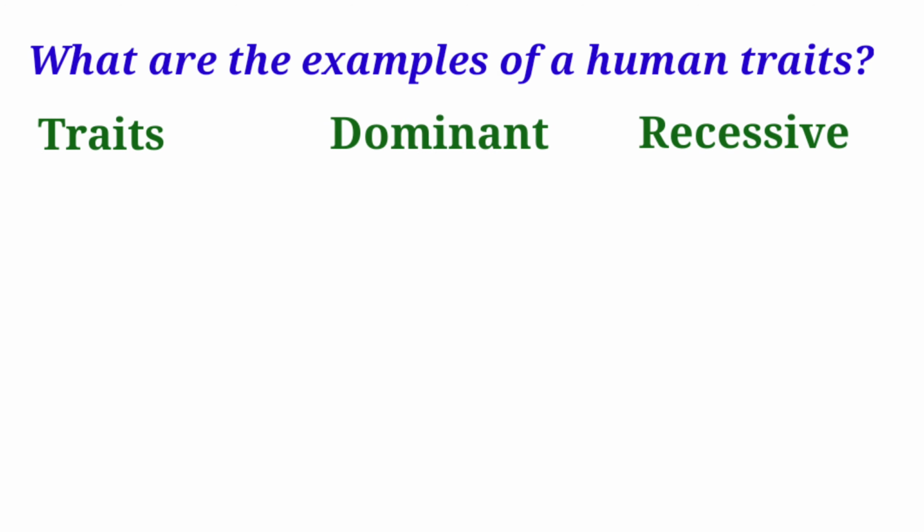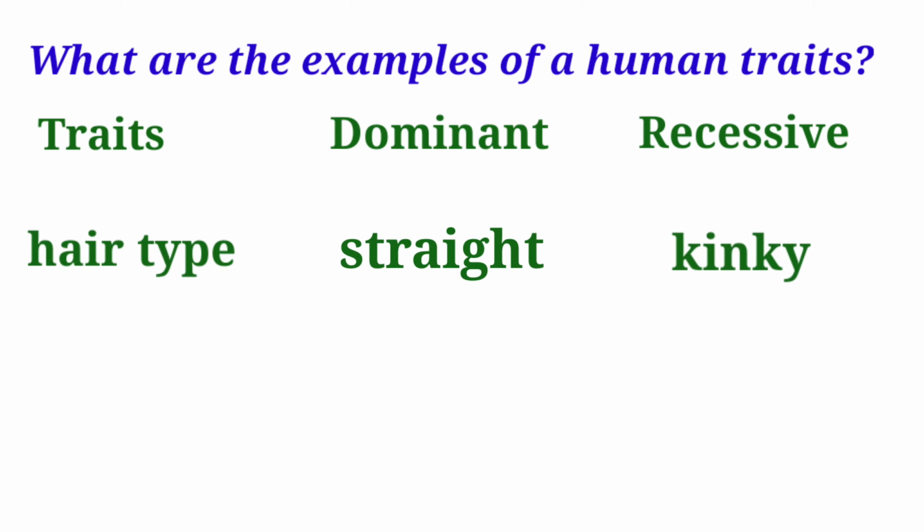Okay, so what are the examples of the human traits? Now, traits could also be dominant or recessive. Now, for the dominant trait, it will always come out in the next generations. Whereas recessive, sometimes it will come out, sometimes also is hidden. Okay? Now, what are the examples of these traits?